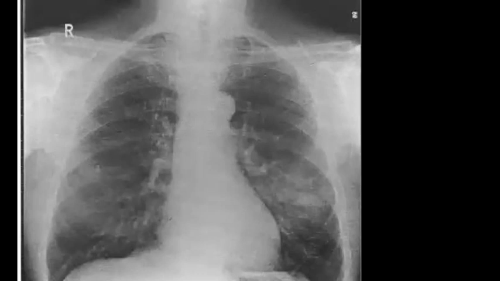Okay, what do you think about this case? This chest radiograph of this patient? How do you describe it? Frontal chest radiograph.